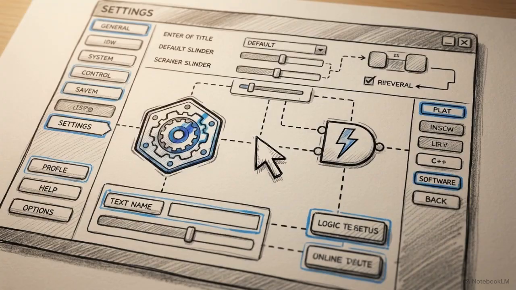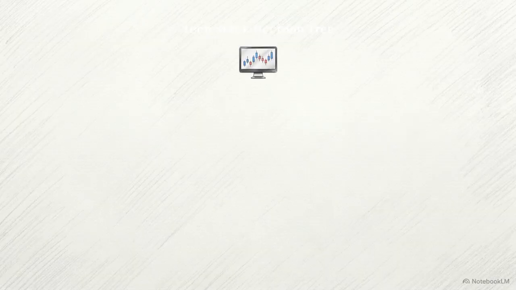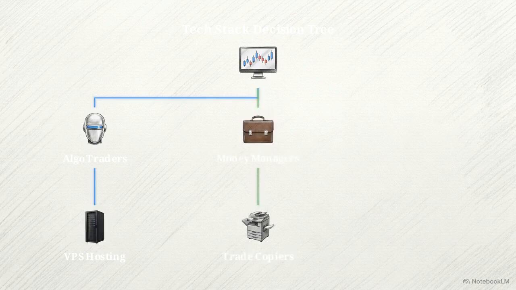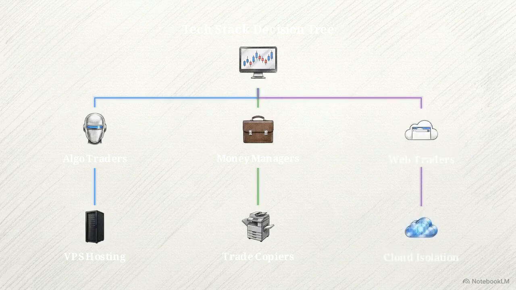This decision tree maps your goal to your tech stack. Algo traders running expert advisors need VPS hosting for guaranteed stability. Money managers executing across brokers need trade copiers. Lastly, managing web-based MT4 accounts requires cloud browser isolation like send.win to eliminate login friction.